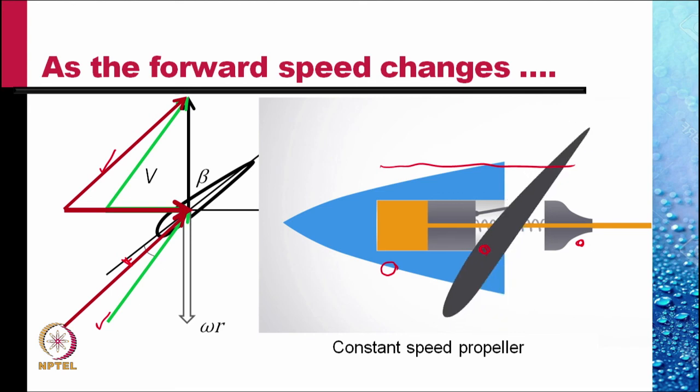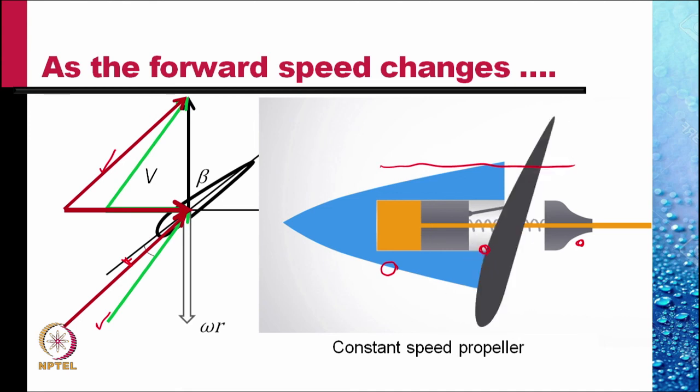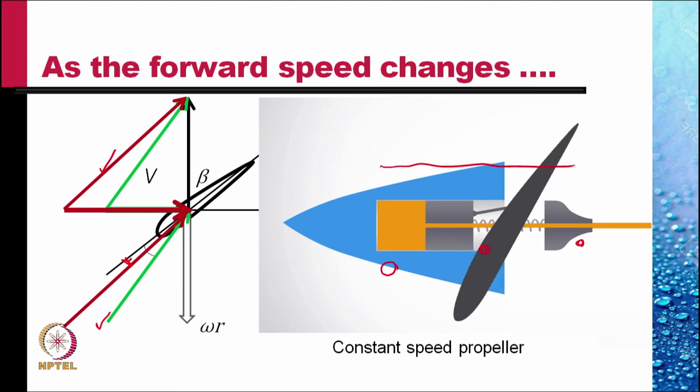This is called a constant speed propeller, in which the rate of rotation of the propeller is kept constant. That is to get the engine running at the best possible speed throughout the journey, whatever be the forward speed. And so we have a constant speed propeller, but we change the pitch depending upon the forward speed of the aircraft.